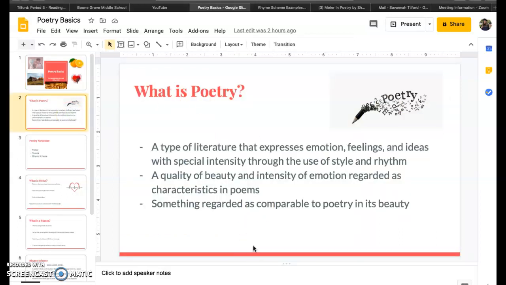The first thing I want you guys to understand is what is poetry, and the one we're really going to focus on is this first one right here. So poetry is a type of literature that expresses emotion, feelings, and ideas with special intensity through the use of rhythm and style. So it has to be intense because for the most part poetry is short, right? And it has to leave a lasting impression. And the use of silent rhythm is what makes poetry, right?